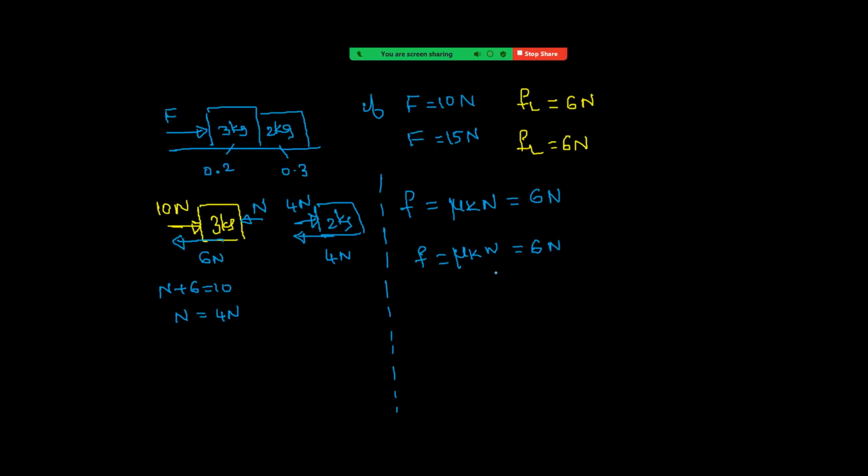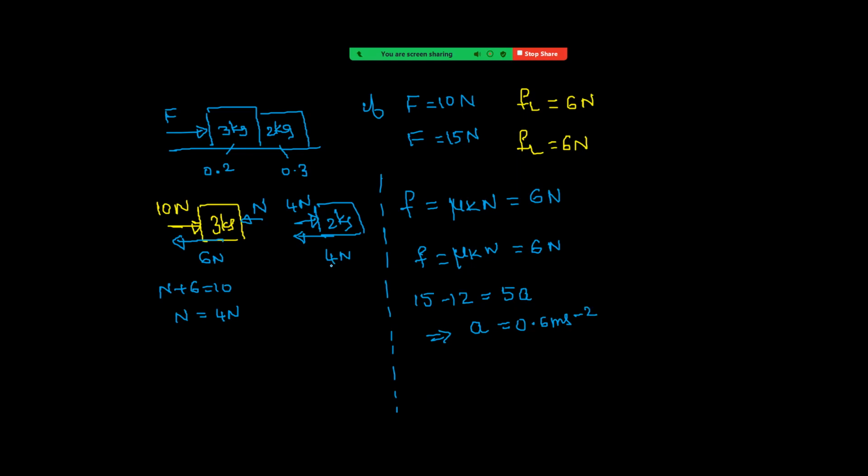When they are moving, they can ask what the acceleration is. If they ask for acceleration, what we can do is: applied force 15, frictional forces 6 and 6, total 12. So the net value is 15 minus 12. This net force equals mass into acceleration. So what is the acceleration? 15 minus 12 is 3, 3 by 5, which means 0.6 meter per second squared.